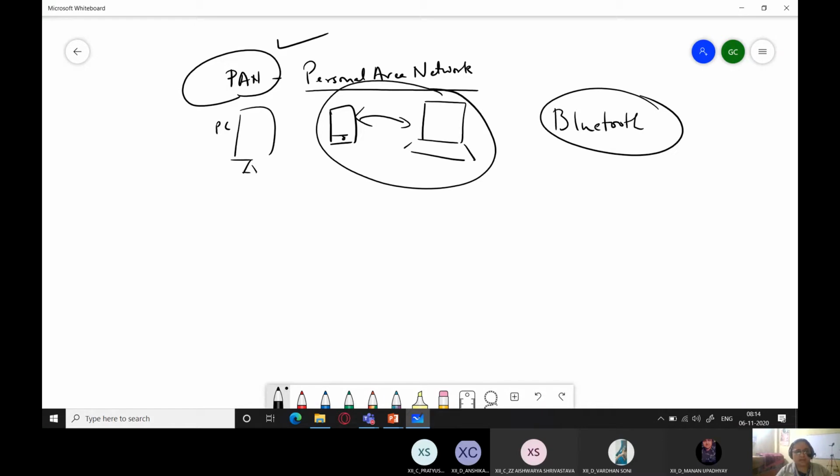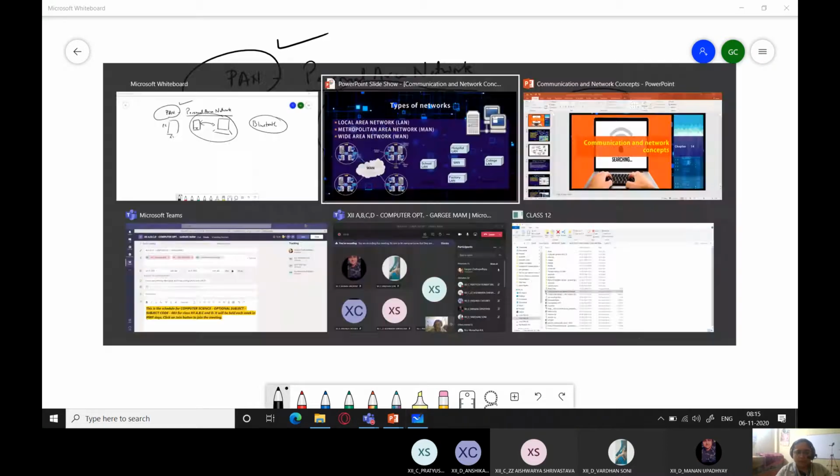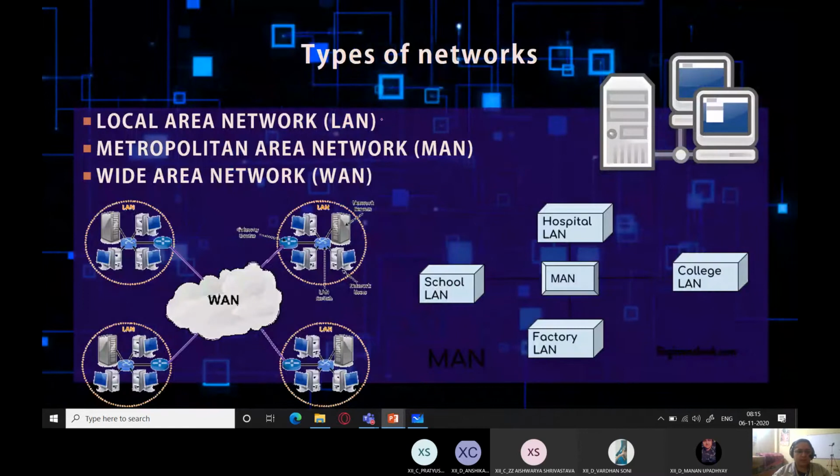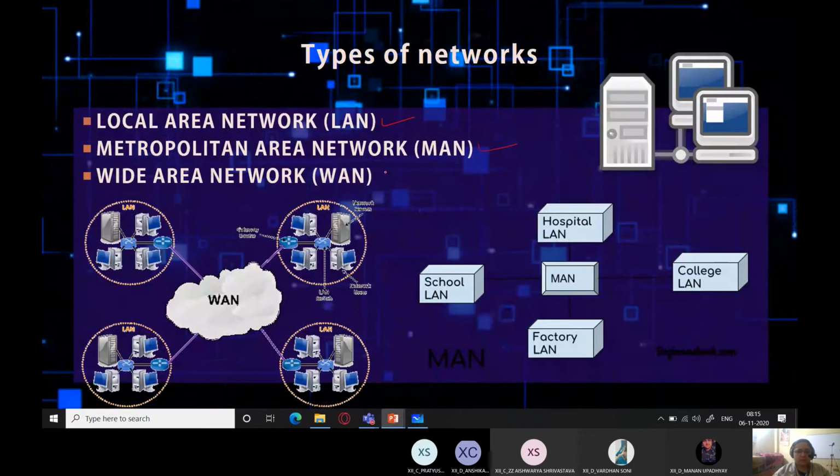It's a small network which we have in our house. Like in my house, I have a desktop, a laptop, and two smartphones. If I connect all of them together through a Wi-Fi router modem and access the internet through that, that becomes a PAN. Apart from that, you have local area network, LAN, MAN, and WAN.